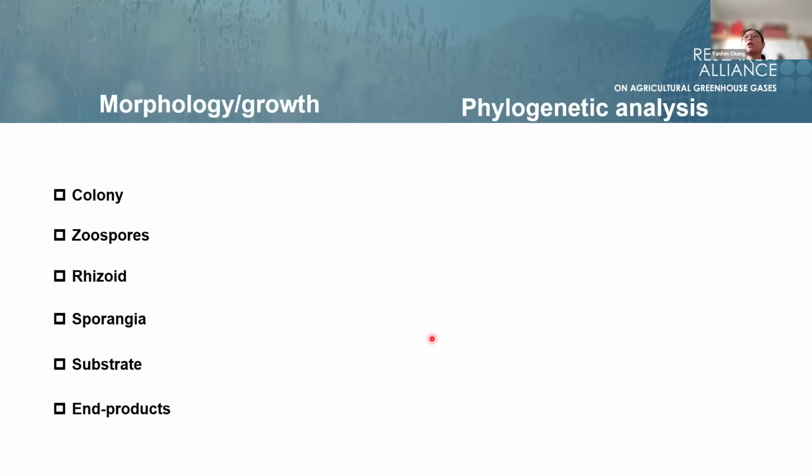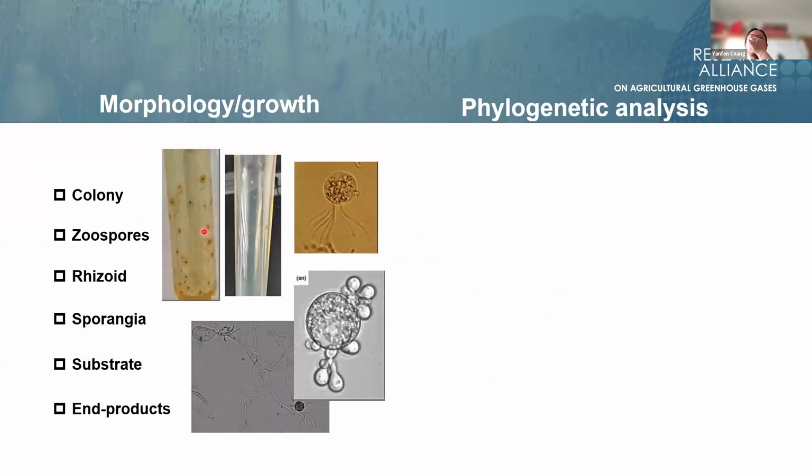So briefly, there are 2 ways to characterize your fungal strains. The first one is the morphology and the growth. According to the morphology, you can look at the colony on the roll tube, which can differ in size or shape. And also the thalli, especially the number of fragments of the thalli, and also the rhizoids, and also the sporangia, the size and shape of the sporangia, and also the substrates and the end products.